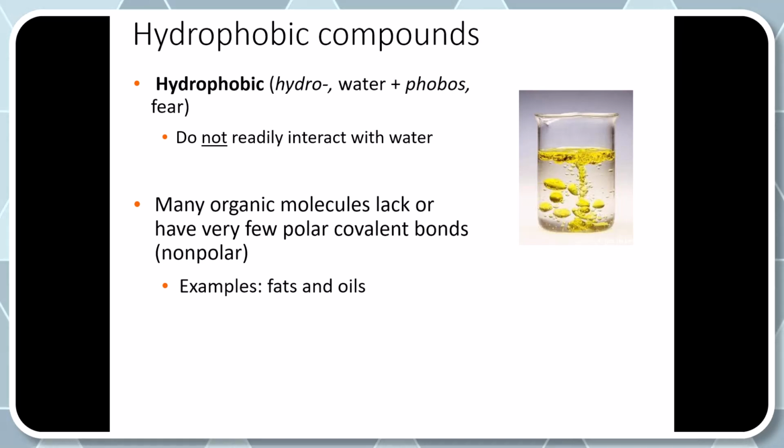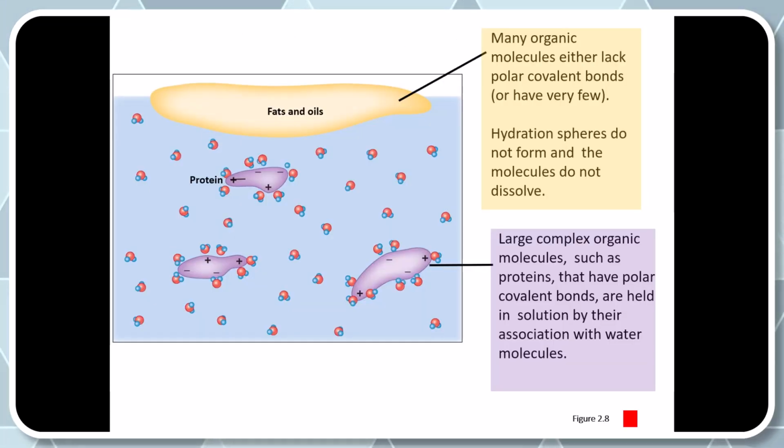Not everything dissolves in water though, right? Some things are hydrophobic. Hydro meaning water, phobic meaning fearing. Things like oil would be hydrophobic, right? Oil and water don't mix. That would be an example of something that's hydrophobic. This picture is showing you proteins, which are large molecules, and some of those do dissolve in water. Those are those big purple chunks there in the picture. And then fats and oils are not readily interacting with the water. So the fats and oils are hydrophobic.